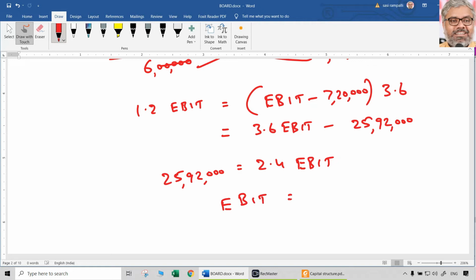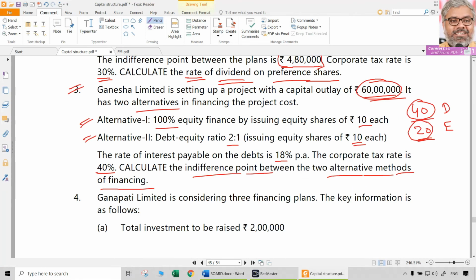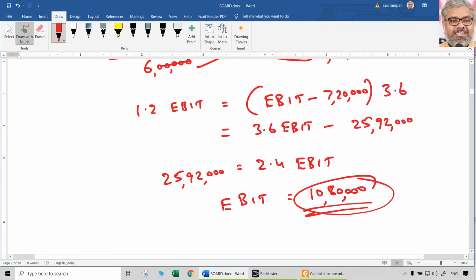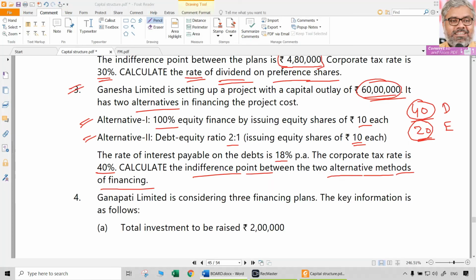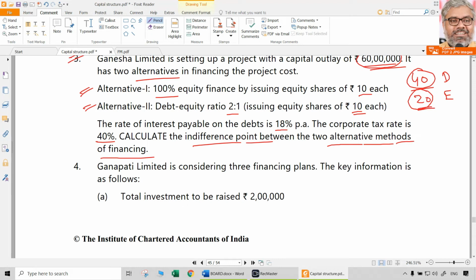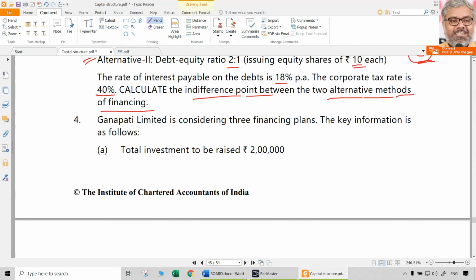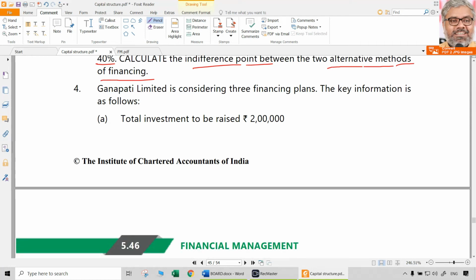How much will be EBIT? Naturally 25 lakh 92,000 divided by 2.4. That comes to 10 lakhs 80,000 rupees. That is the indifference point, which means if the company Ganesha Limited can earn an operating income of 10 lakhs 80,000, it doesn't matter which capital structure it chooses. Both ways, EPS of the company will remain same. That is the indifference point. That was question number 3.